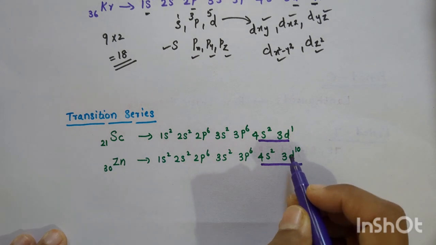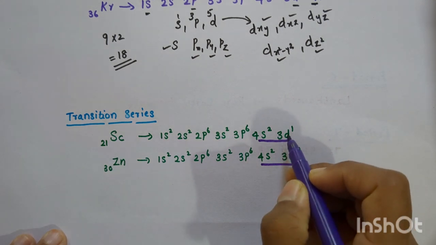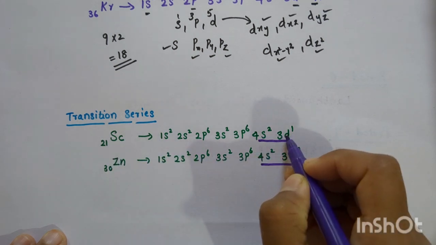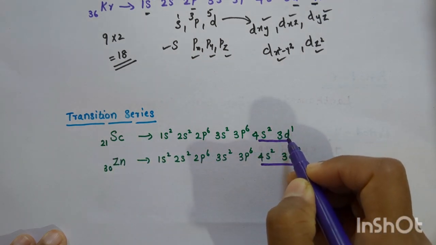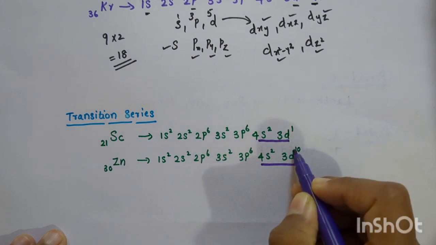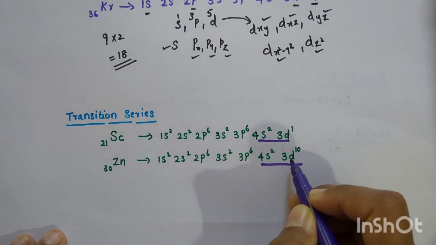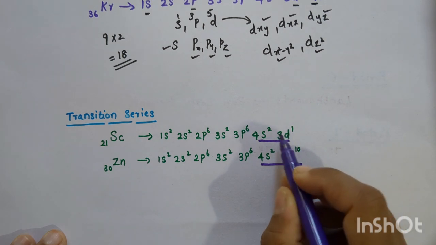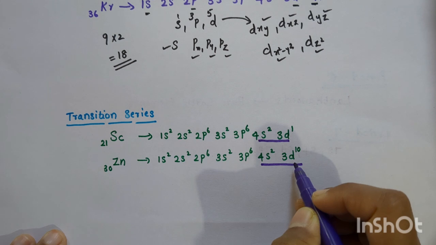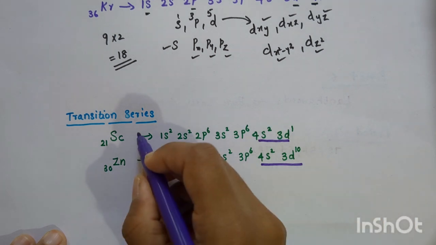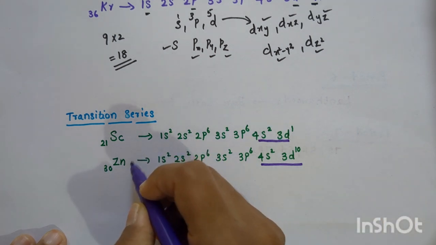You see, the 3d orbitals start to fill from scandium, 3d1 here. And the 3d orbitals get completely filled at zinc, because you see 3d10, the maximum number of electrons possible in the d orbitals is 10. So the orbitals start to fill from scandium, 3d1, and it gets completely filled at zinc, 3d10. That is why these elements from scandium to zinc are called 3d transition series elements.